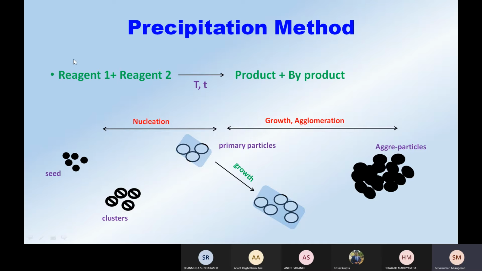Say, for example, if you take only reagent one, maybe based on precursors of calcium, you'll get calcium-based nanoparticles. But if you take some other, I mean, metal oxide-based precursors, you will have a combination of two different metal oxides. That's called composites. So the basic concept is that you take the precursors or reagents, and then that undergoes various types of reactions, like reductions as well as some condensation, etc., at different temperatures, pressures, etc. And then you get a product and byproduct.